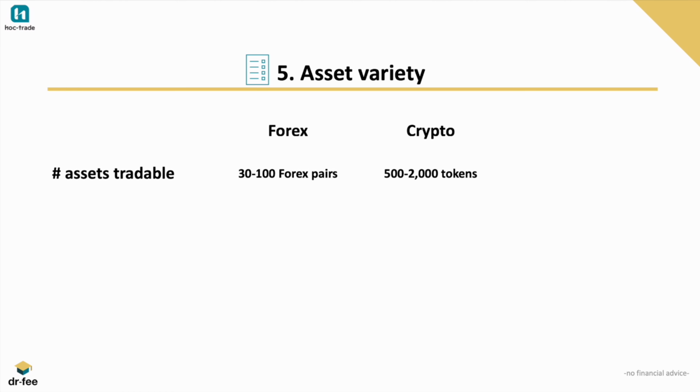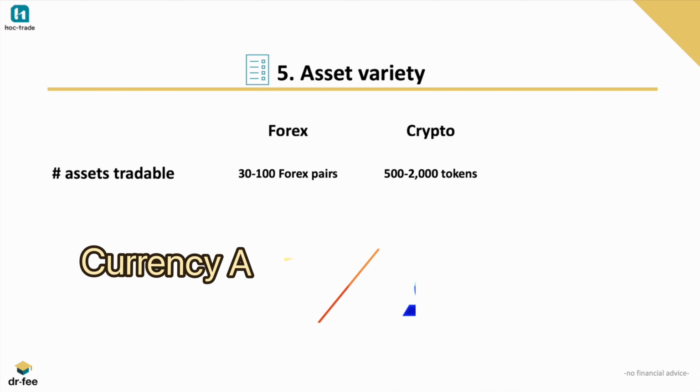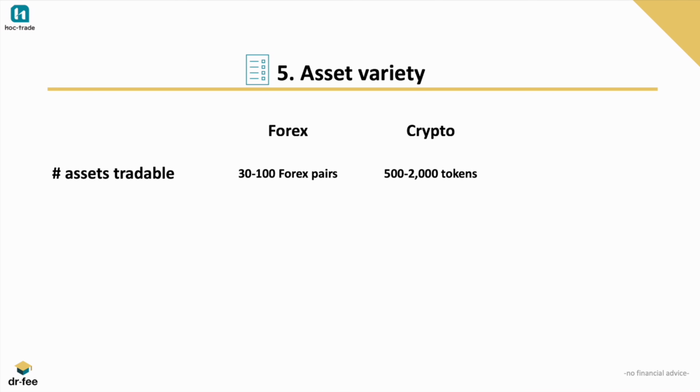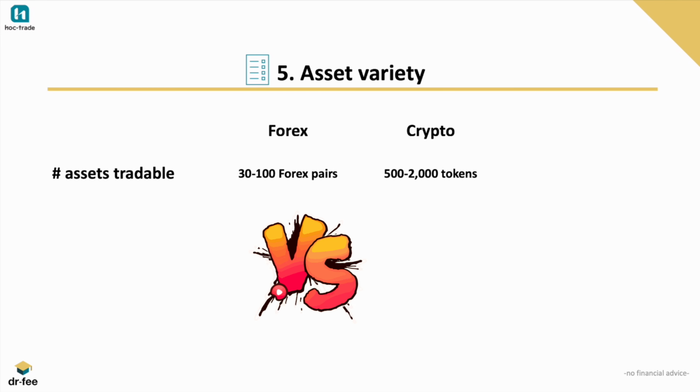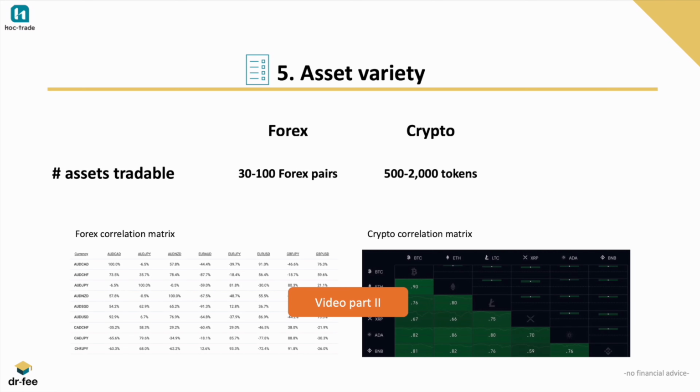In the forex market, you always trade one currency against another currency. So the relative strength of one currency to another is important for price movement. In the crypto market, especially when trading futures, a trader usually trades the price of a token against the US dollar. We will have a look at the correlation of the different assets in the next dimension. But it can be noted that the crypto market offers a much larger variety of assets to trade compared to the forex market.